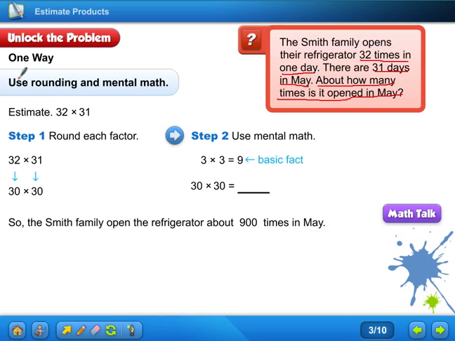So one way I can do this is I can use rounding and mental math. When I estimate, I'm going to round each factor. I'm going to underline the 3. I'm going to draw the arrow over to the 2. The 2 is the boss, and the 2 is 4 or less. So he's going to tell the 3 to let it rest. So then the 3 yells back, change to zeros. Remember that?